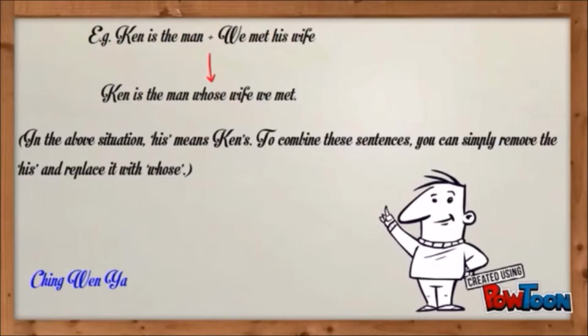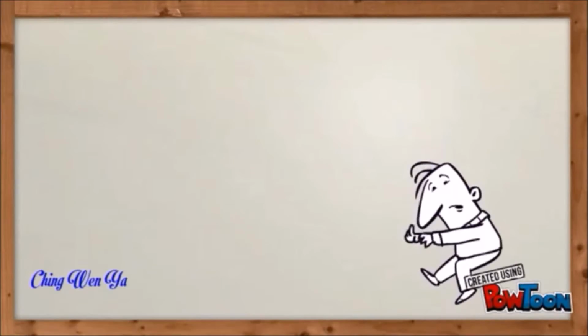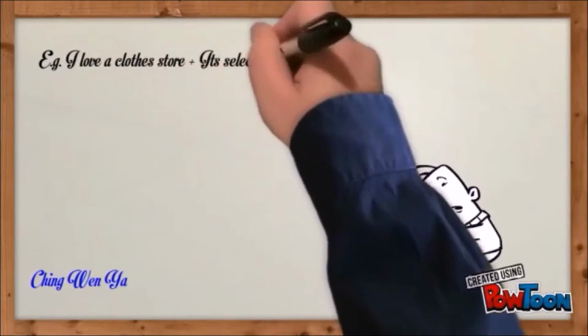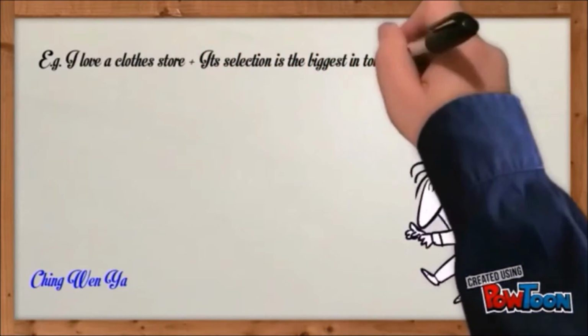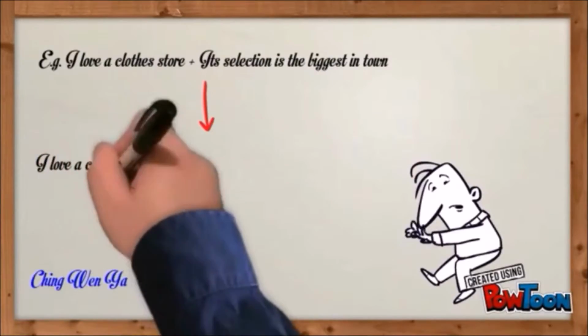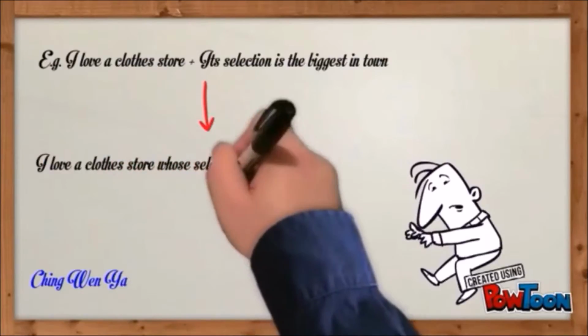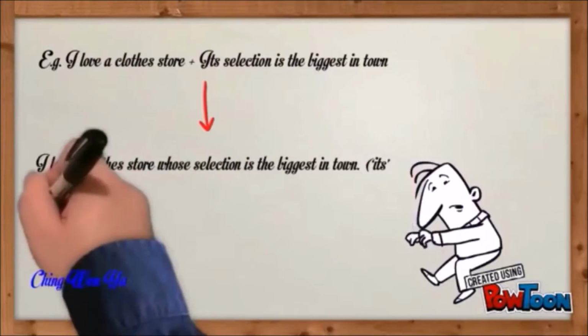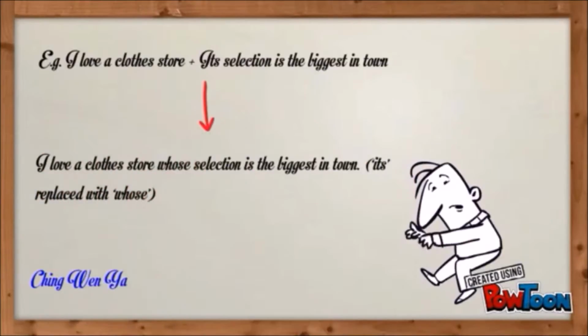Let's have another example using whose to modify things. I love a closed door. Its selection is the biggest in town. With the word its, we know that there is a relationship between closed door and selection. To replace the possessive adjective its, we use whose to describe that the selection is related to the closed door. So the sentence should be, I love a closed door whose selection is the biggest in town.